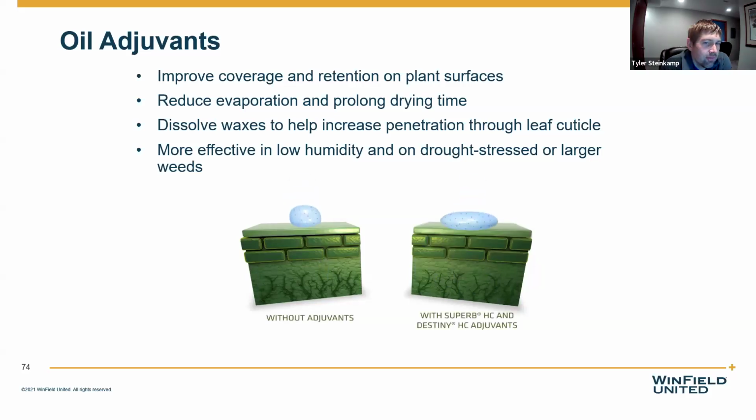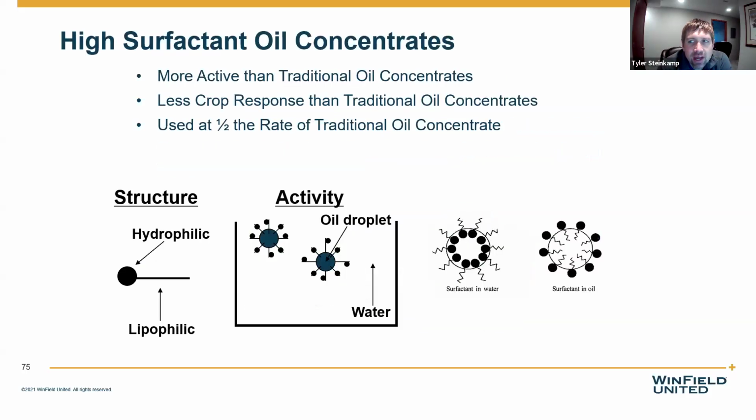Another thing that I've been getting a lot of questions on lately is the difference between a high surfactant oil and a traditional oil. Okay. All oils have surfactant in them. And the reason why is if you've ever tried to mix oil with water, they don't mix, right? The oil floats right to the top of the tank. And what you end up with then is just globules of oil in the top. So in order to get an oil to mix with water, we have to add what's called an emulsifier.